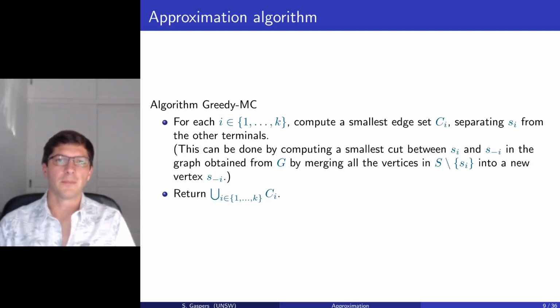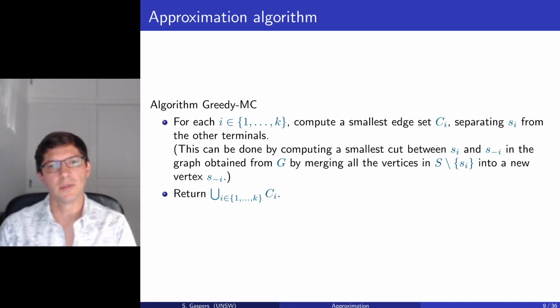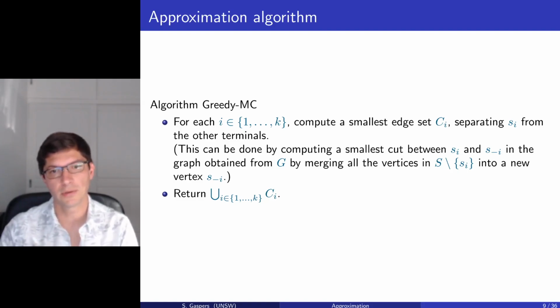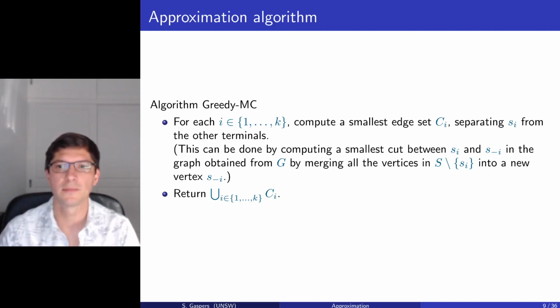Okay, so this is our approximation algorithm. It is a greedy algorithm. It goes through each of the terminals. So we have k terminals, S1 to Sk. For each one of them, we compute a smallest set of edges that separates this particular terminal from the other terminals, to make sure that this terminal Si lives in its own connected component and cannot reach anybody else.